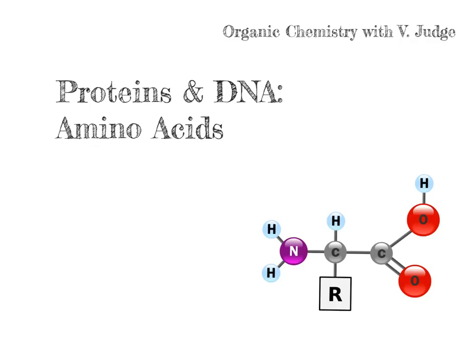Hi, this tutorial is the first one in the biochemistry part of your A-level chemistry about proteins and DNA, and this one is an introduction to amino acids. We've got a picture of one down here. So amino acids have an amino group, so an amine end. They have a carboxyl group, so a carboxylic acid end, and they have an R group which can change, and depending on what that R group is tells you which amino acid you're looking at.